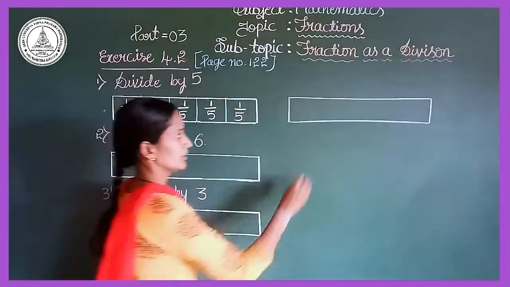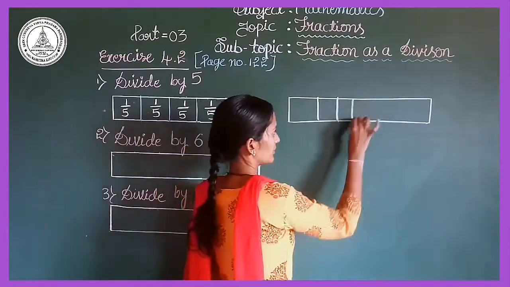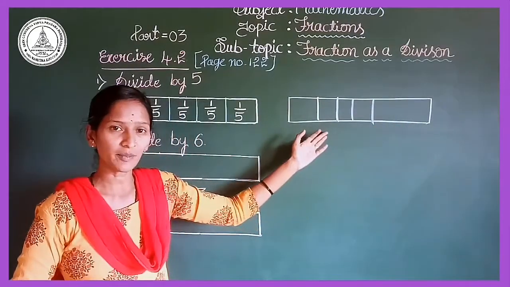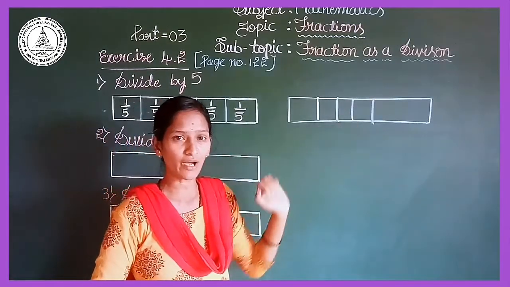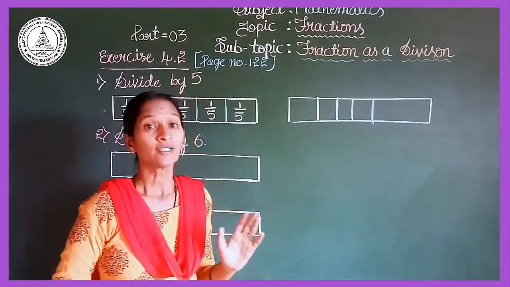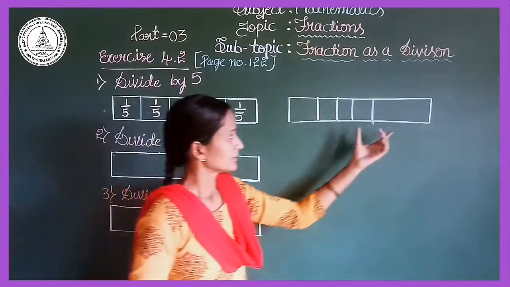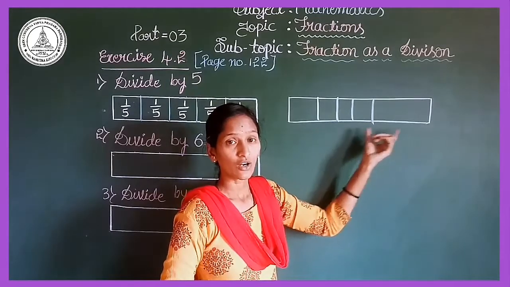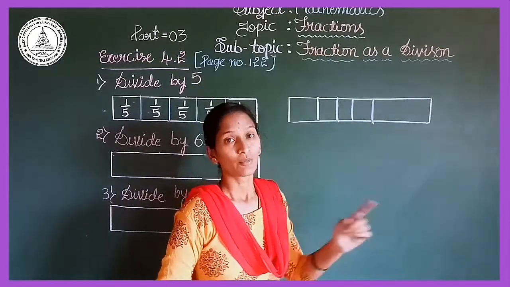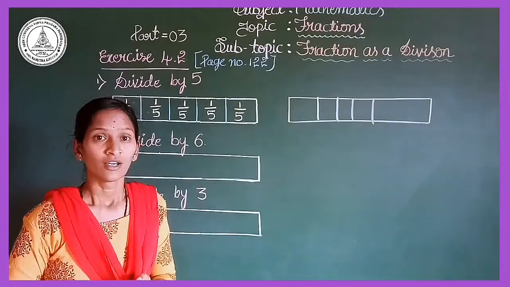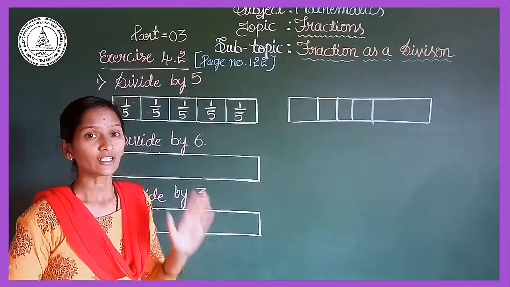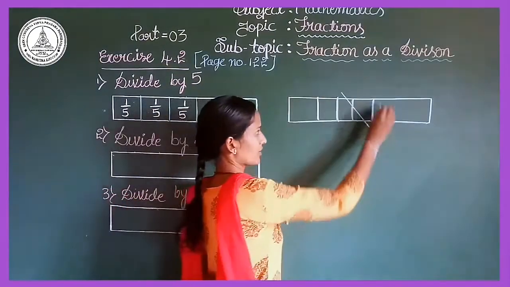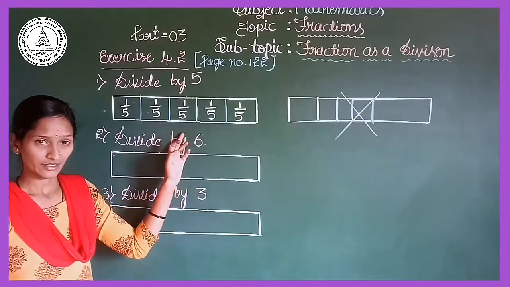See here, 1, 2, 3, 4, 5. Is this the correct method to divide a sheet of paper into 5 equal parts? No, it is not a correct method. See here, this one is big, this one is small. These are not equal parts. By using your scale or ruler, you can divide it into equal parts. So this is the wrong method. This is the right method.